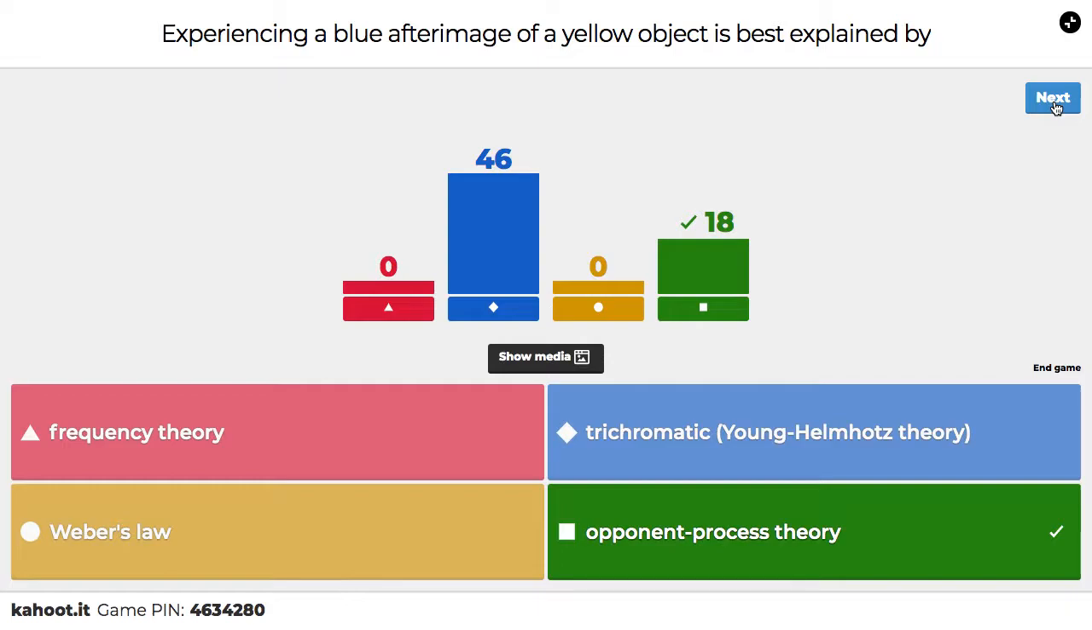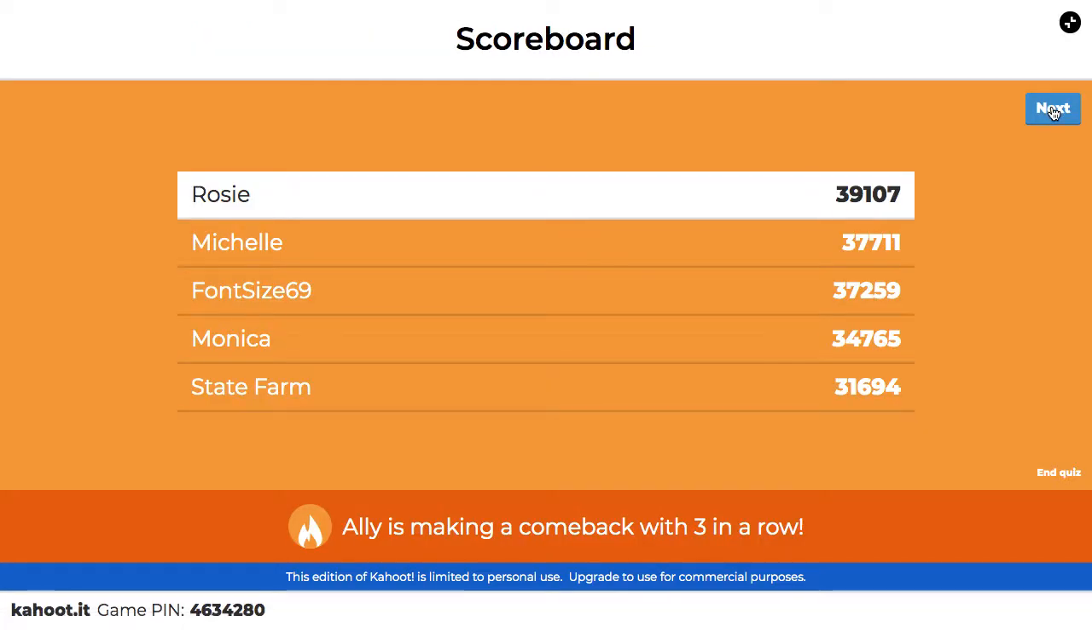The trichromatic theory best explains color blindness. We have red cones, blue cones, and green cones, and if we're colorblind, one of those sets of cones isn't working. So those are the two different theories of color vision.